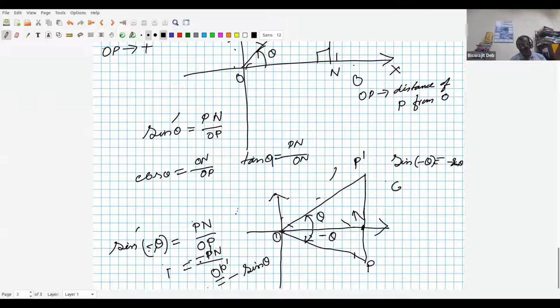Similarly, you can show what is cos of minus theta from here. Cos of minus theta is going to be ON by OP. So ON is on the positive side for both the triangles, so it will be cos theta. So cosine is not going to change. And tan of minus theta is definitely going to be minus tan theta. The reason is that your perpendicular is in the opposite direction for both these triangles, but the base is the same, on the positive side of x-axis. So we have a very nice result now for sine of minus theta.